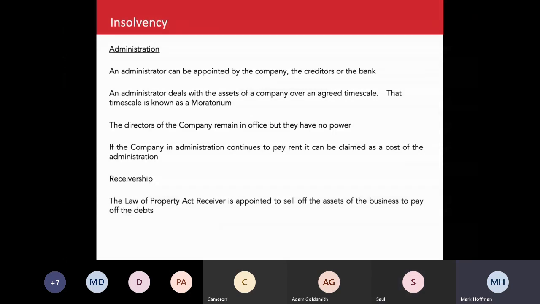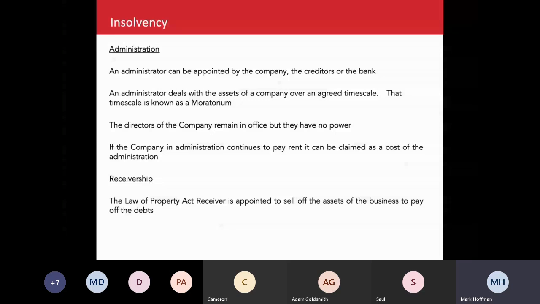Now, finally, I want to talk about insolvency. Well, obviously, I don't want to talk about insolvency, but it's something that you may need to know about. Again, especially at the moment. And for those of you that are doing your final assessment in session 2, I think this is going to be okay.